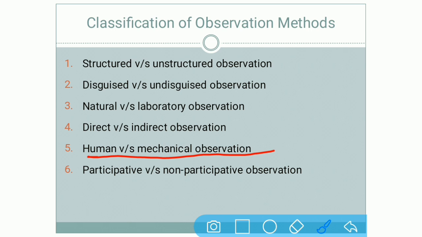Mechanical observation is done through machines and electronic devices like cameras, audiometers, videography, photography. These are all electrical devices. If observation is done through these mechanical devices, then it becomes mechanical observation.